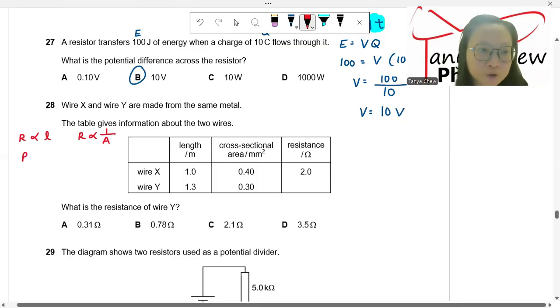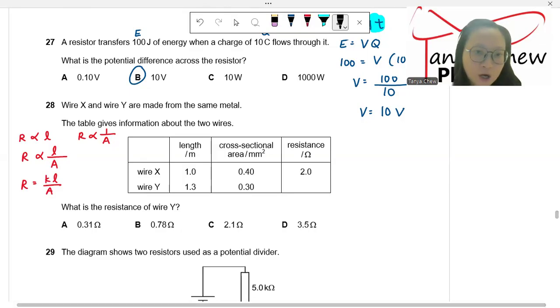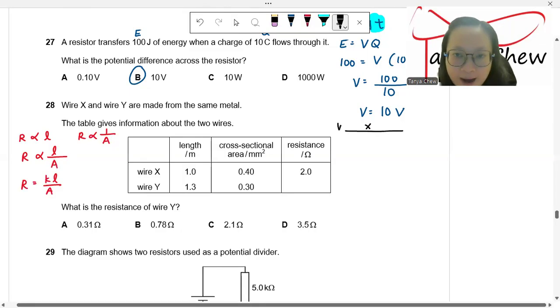So I combine these two, I get resistance is directly proportional to L, but inversely proportional to surface area. I want to get rid of this proportionality symbol, so I put a constant, K, just put K times L over A. Now, I just sub in my value of K. So the resistance for wire X, I put X here first. Yeah, this is wire X. Resistance of wire X is 2.